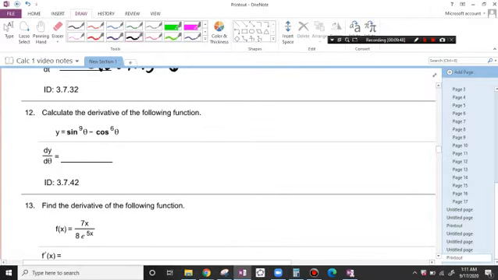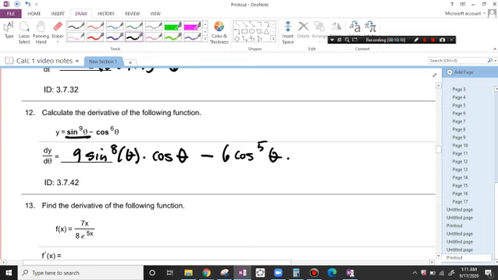The derivative of the sine of theta to the 9th is going to be 9 times the sine of theta to the 8th times the derivative of sine theta, which is cosine theta. So that's all of this. And then minus the derivative of cosine to the 6th power is 6 cosine to the 5th times the derivative of cosine, which is negative sine.